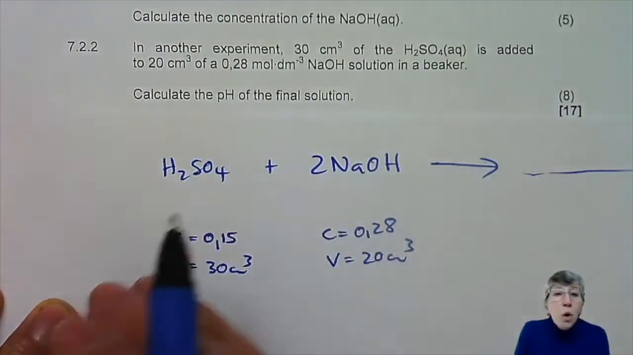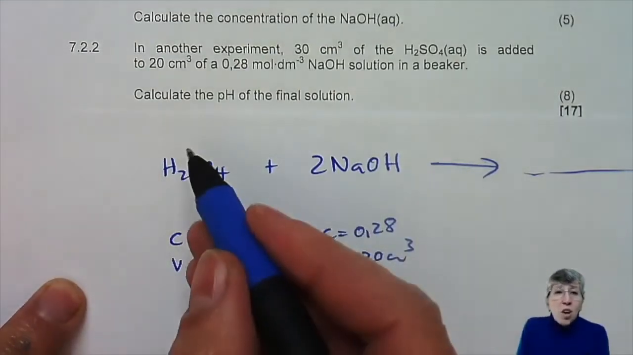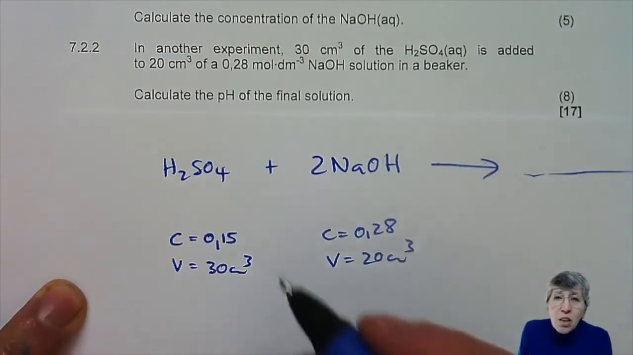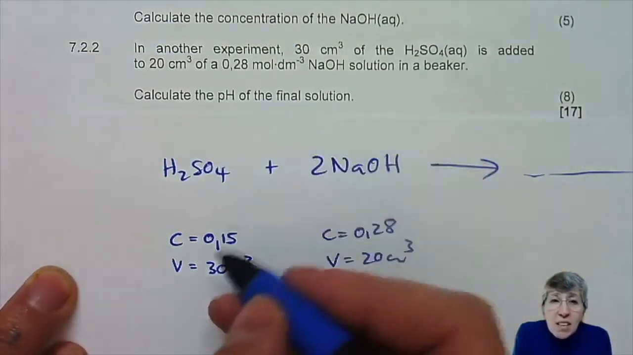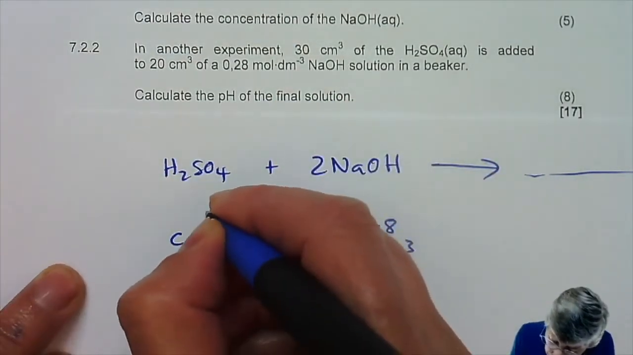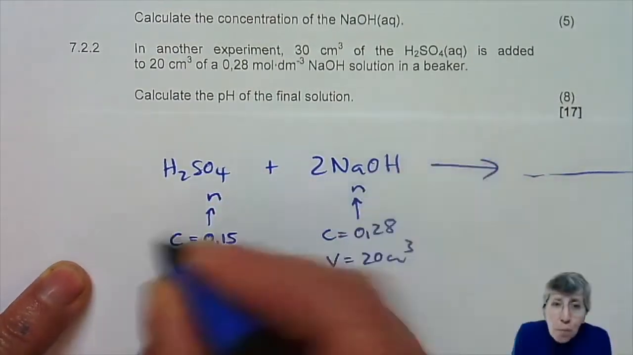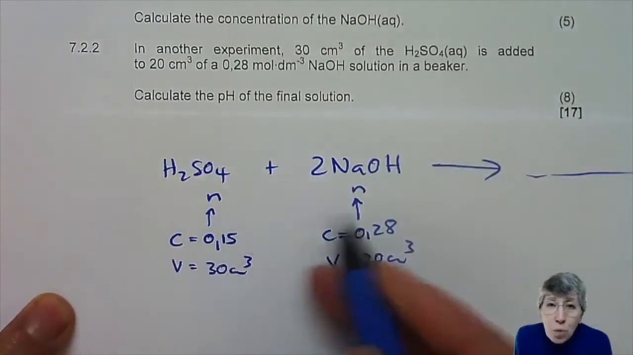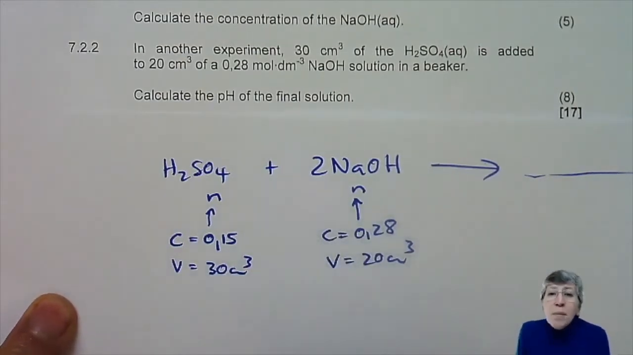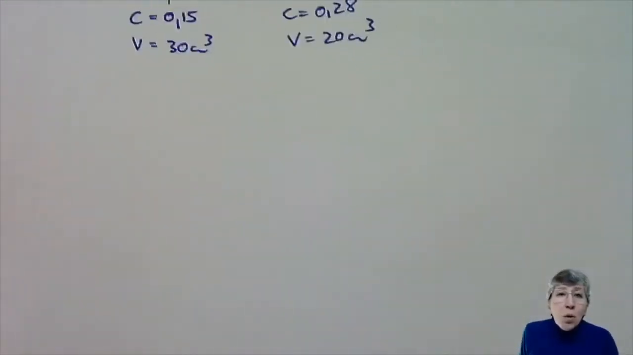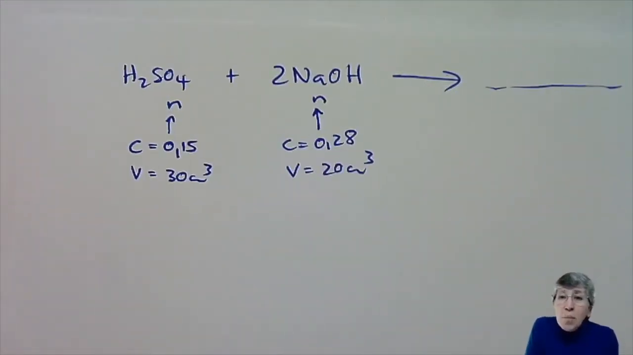Now if they were in the right ratio, strong acid, strong base, it would have been pH 7, right? So obviously that is not the case. So what I'm going to do here is work out how many moles of acid and base are present, and then I'm going to see who's in excess. So first off, let's work out how many moles of the acid and how many moles of the base.